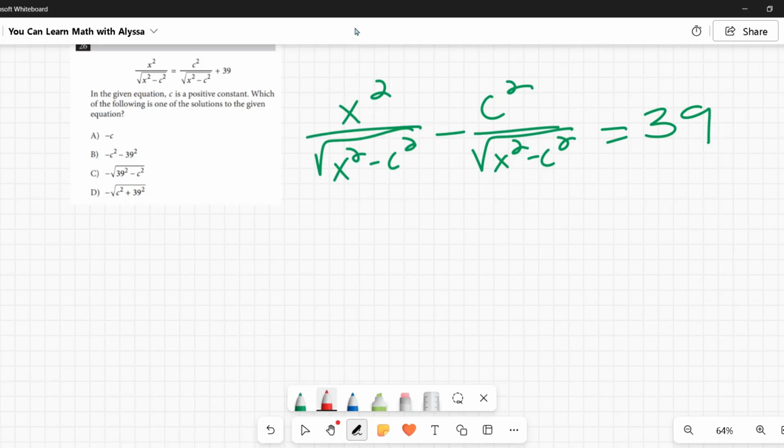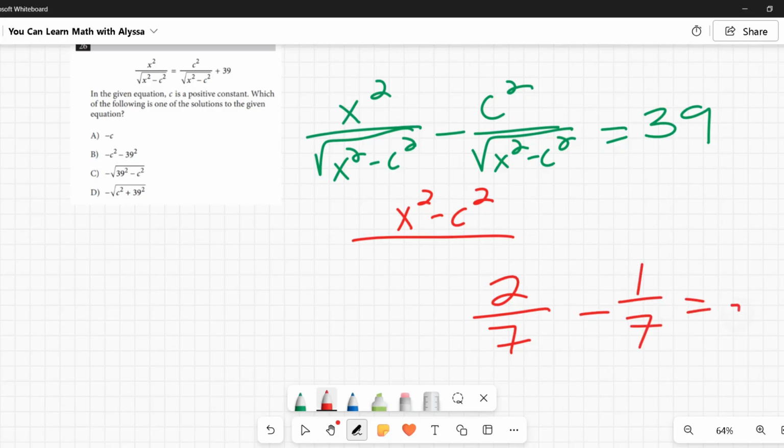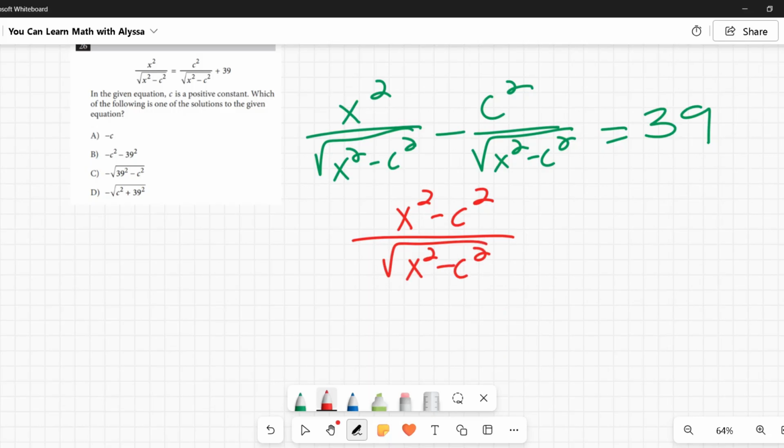So because these have the same denominator, I can combine the numerators. So on top then I have x squared minus c squared. I've combined those because these are just fractions. We can combine fractions just like if I had 2/7 minus 1/7. The seventh stays the same. 2 minus 1 is just 1. Okay, there we go. On the bottom, we still have that square root of x squared minus c squared, and that equals 39. So then the next thought is kind of like, okay, how do we go from here?